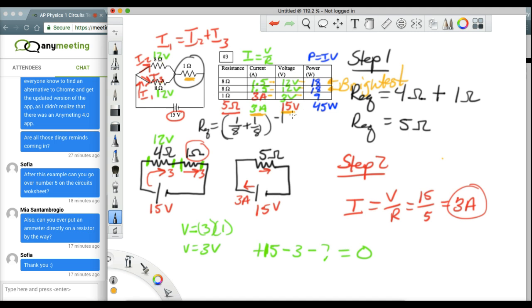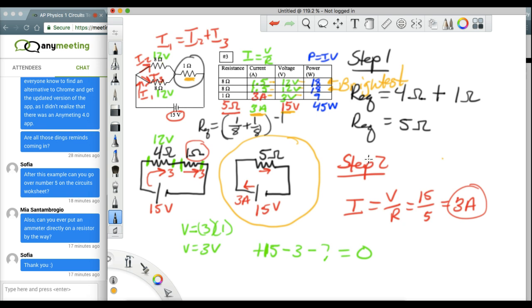You can't just make blanket statements. You've really got to break them down, simplify them down to figure out what the equivalent resistance is and the current is, and then work your way back up. Okay? I hope that helps with simple series, parallel, and combination circuits.